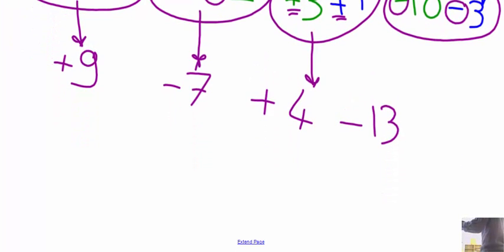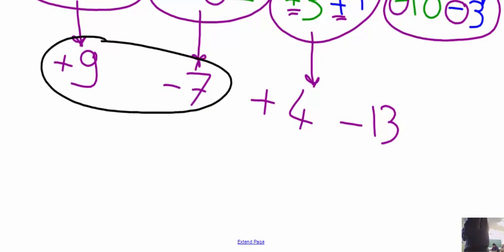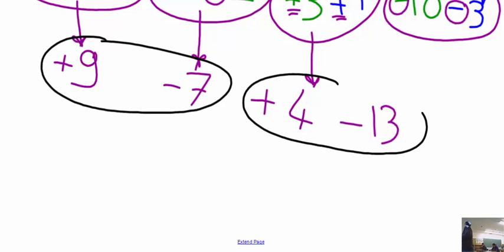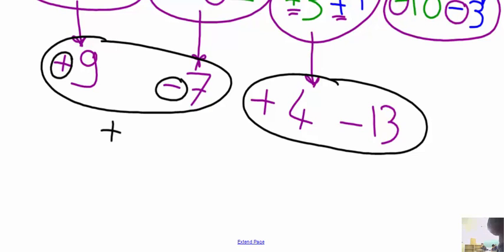Now, I have 4 numbers here. Let's do this one first. Let's do this one the last. Looking at these two numbers, the biggest number is 9, so the sign will be plus. And because signs are different, what do we do? Signs are different, add or subtract? Signs are different, you subtract. 9 minus 7 is 2.